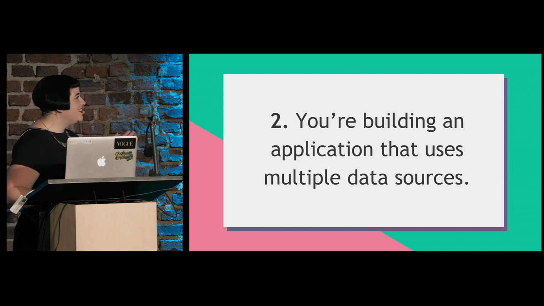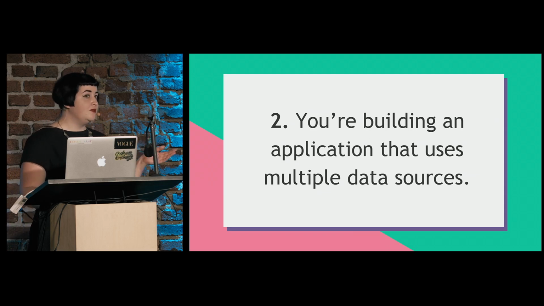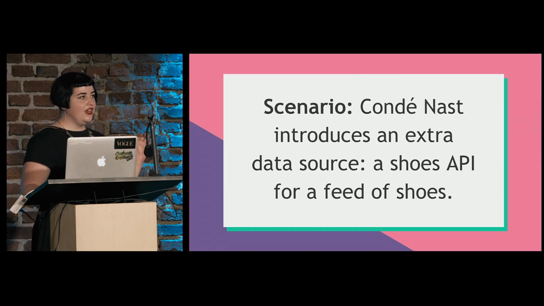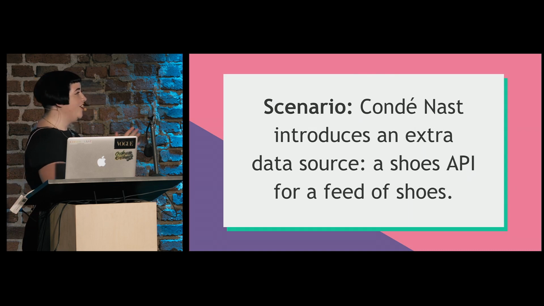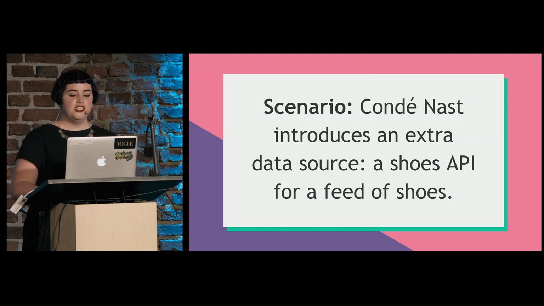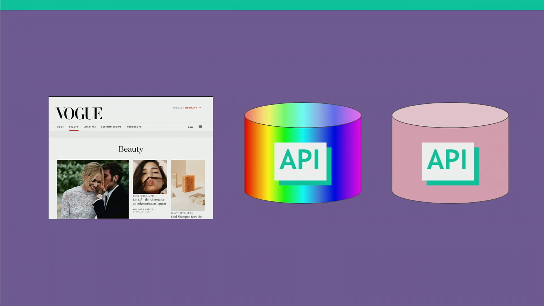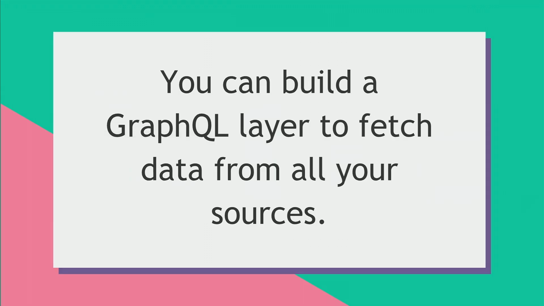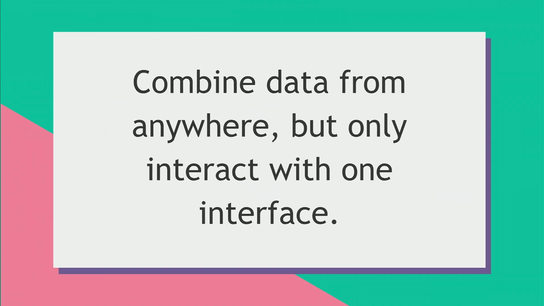Another use case is that you're building an application that uses multiple data sources. So in this scenario, Condé Nast might introduce an extra data source, like a shoes API for a feed of shoes on the homepage, which is a feature that I'm pushing for. So in this case, we have the Vogue website, and we have 2 APIs that we need to speak to. And in a former life, we might have to do all the logic inside our main application to talk to those 2 different APIs, and we would be very aware of that. But you can build a GraphQL layer to fetch data from all of these different data sources, combine data from anywhere, but only interact with one interface.